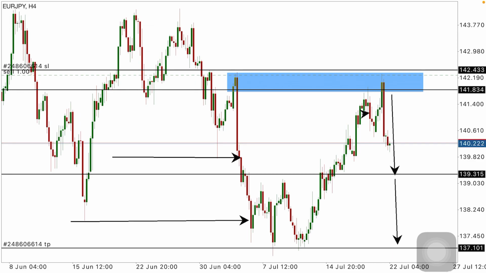So many of you have asked me how they can get sniper entries. Sniper entries actually means a good entry with a high risk to reward ratio, an entry that has almost no drawdown, almost zero drawdown, whereby you enter and the market starts going in your direction almost immediately.